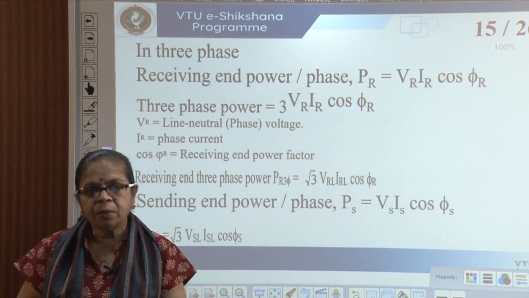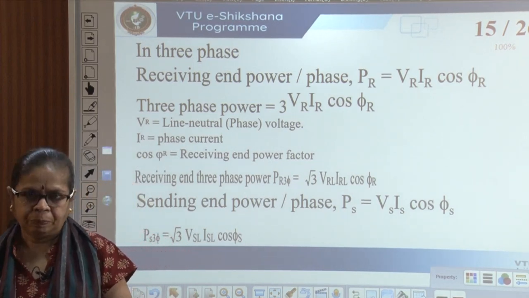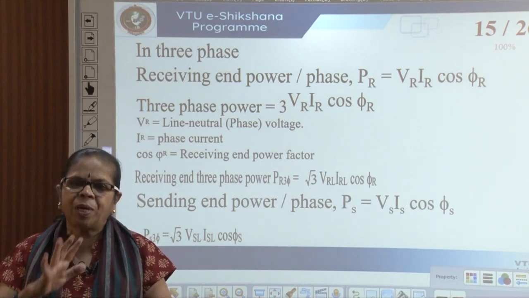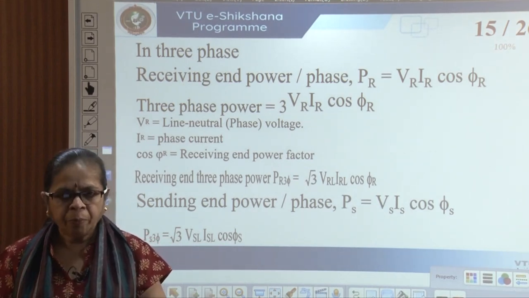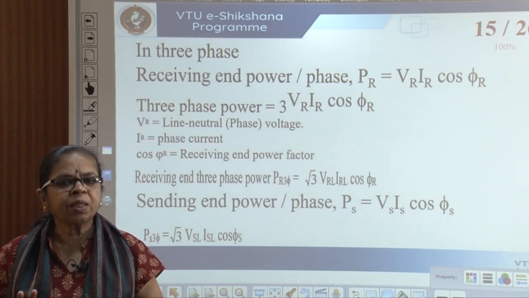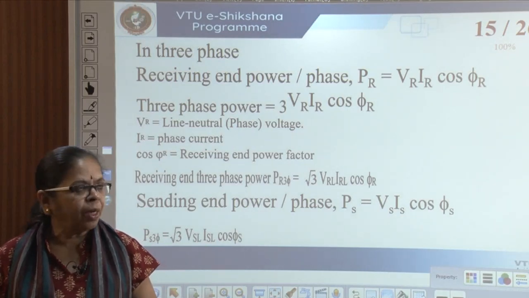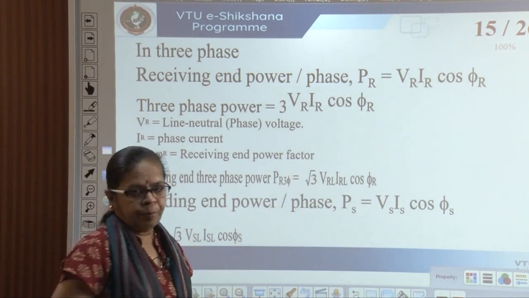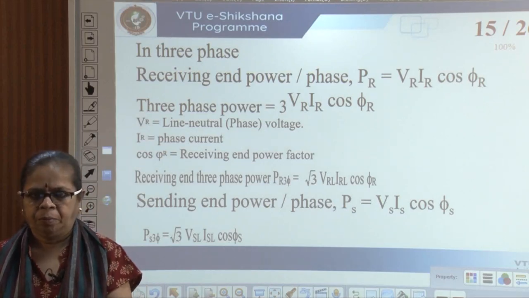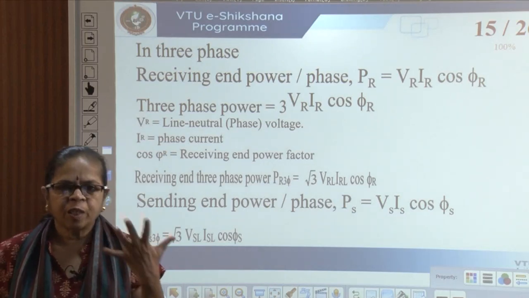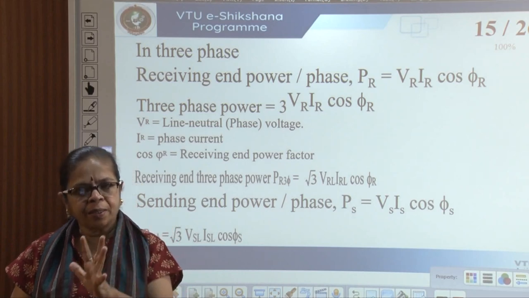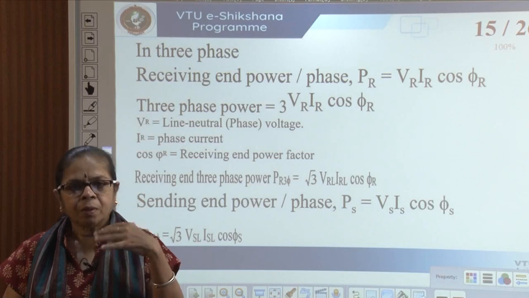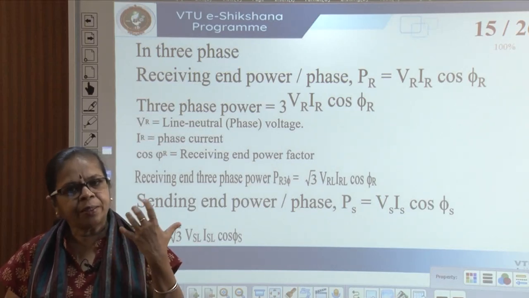Now let's be very clear about what we mean by power, receiving end power. Power in AC is VI cos phi. So in a single phase system, the receiving end power will be VR IR cos phi R, because I have only one phase. VR is the receiving end voltage, IR is the receiving end current, and cos phi R is the power factor at the receiving end.